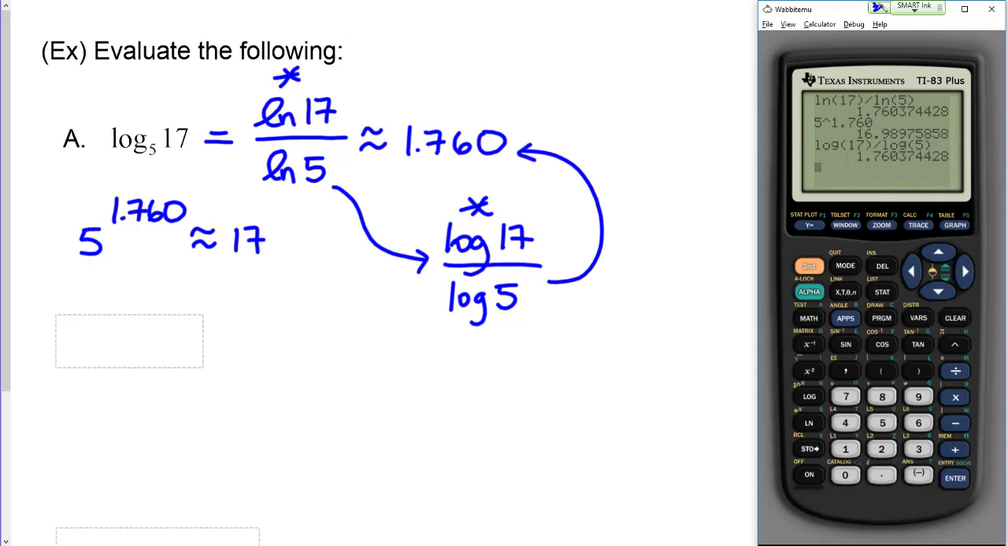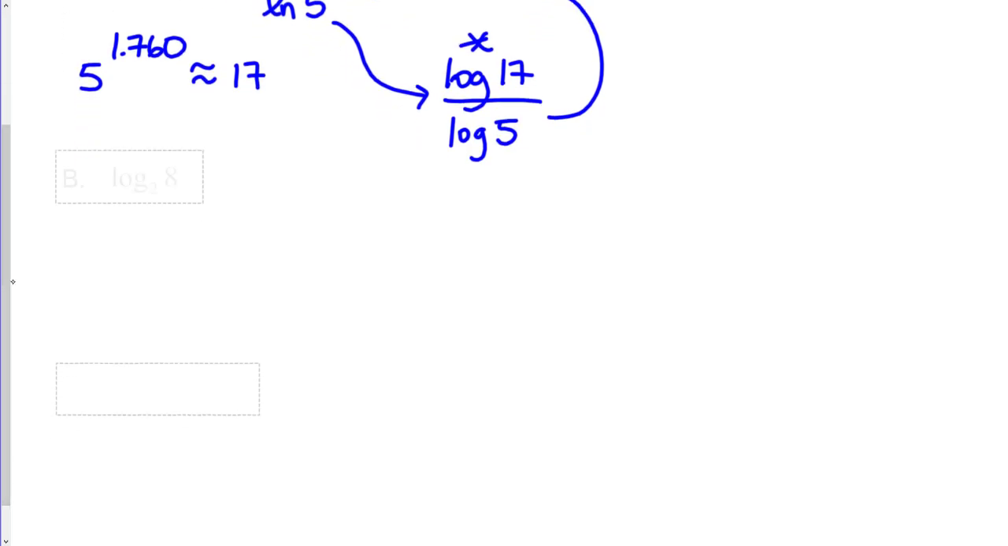As I mentioned, I tend to prefer using the natural logarithm just because it's fewer spaces on the screen of the calculator to show it. Otherwise, there's really no right or wrong. All right, log base 2 of 8.